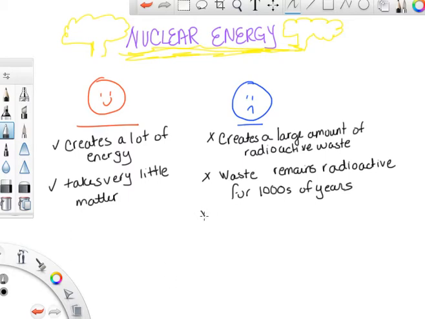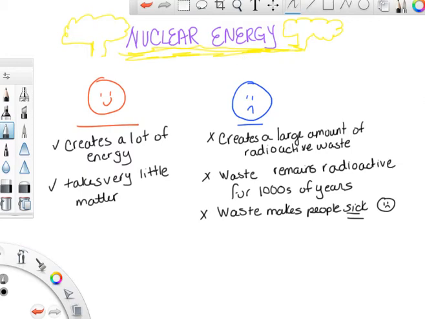Another thing is that this waste, if it were to leak and get in our groundwater or escape, or we were to have a nuclear meltdown and things would escape, this waste makes people sick. Causes our cells to do really weird things and can give people cancer. So that's not a good thing. Makes us sad.